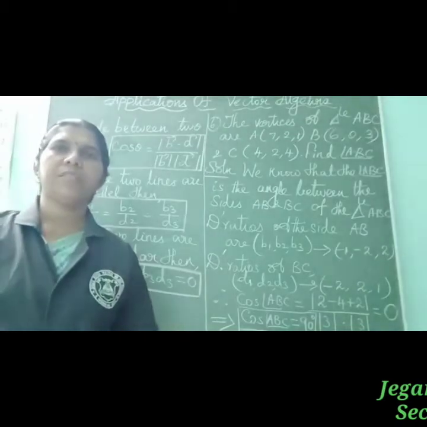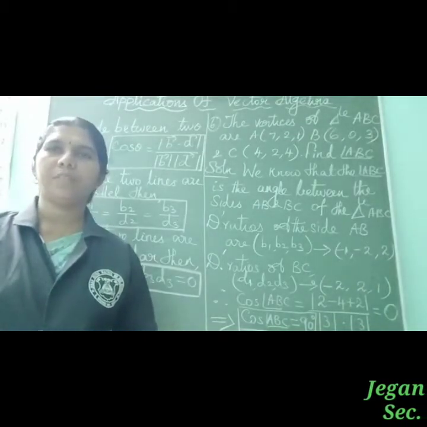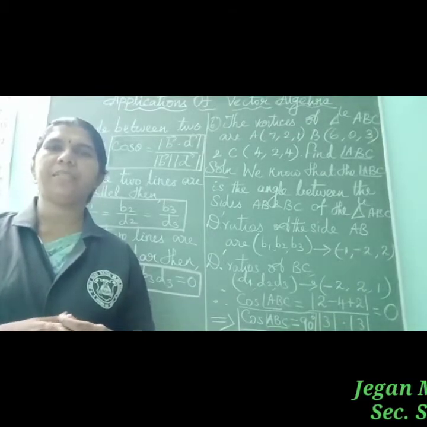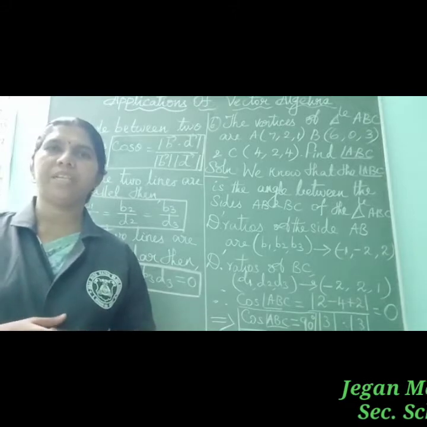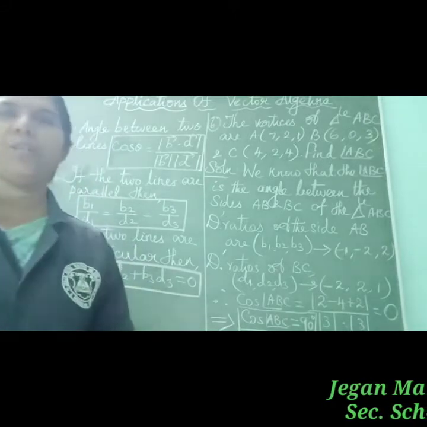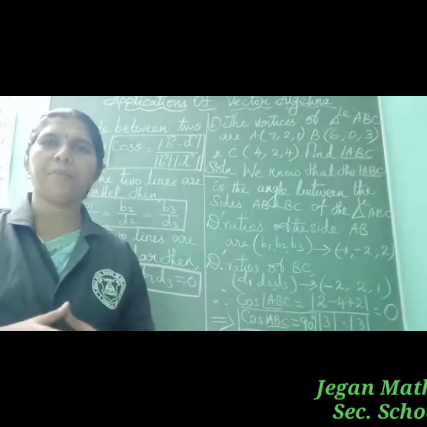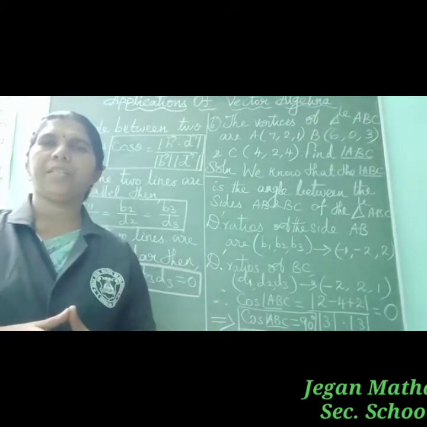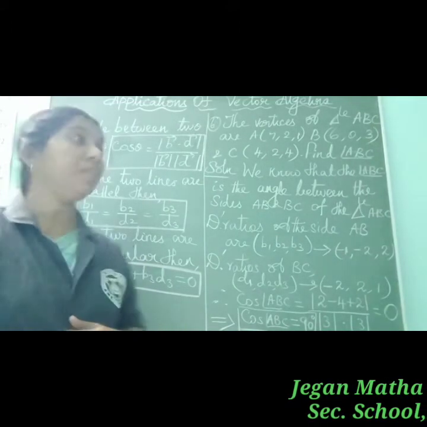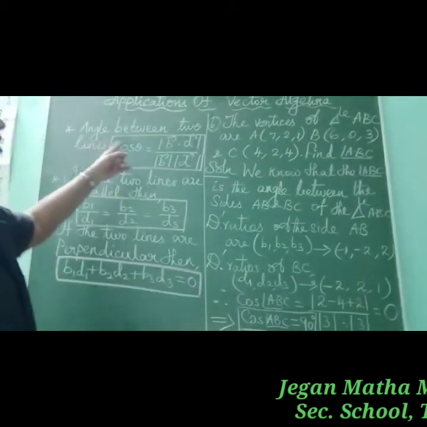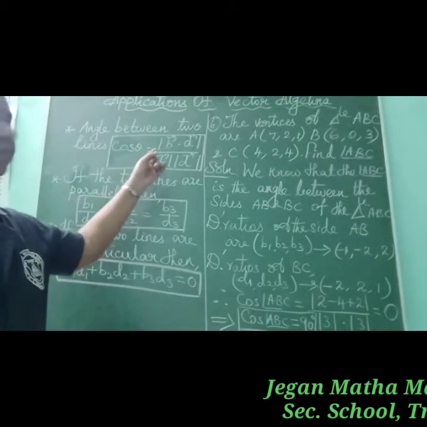Hi students, now I am going to take 12th standard maths, chapter 6, application of vector algebra. Today we are going to discuss the first three formulas. Based on that we can try to solve the sums. First one, angle between the two lines.